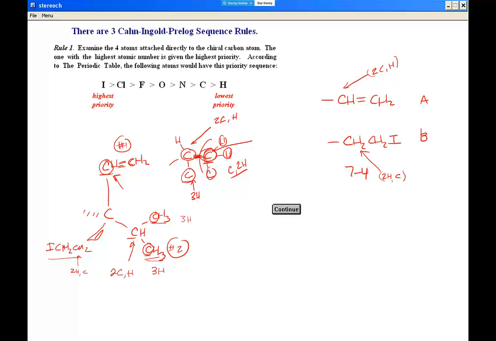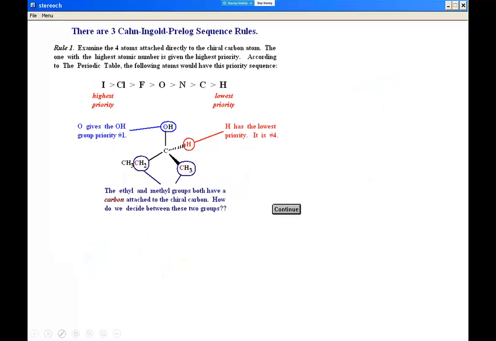Okay, so let's do part 2. And part 2 says that once I have number 1, number 2, number 3, and number 4, and here's a good example. So I've got an OH, an H, a CH3, and I've got an ethyl group CH3CH2. So assigning the priorities here, which has been done. So I'm looking at an O, an H, a C, and a C. Is there clearly a number one of OH, C, and C? Yes, it's the oxygen. So this is group number one.